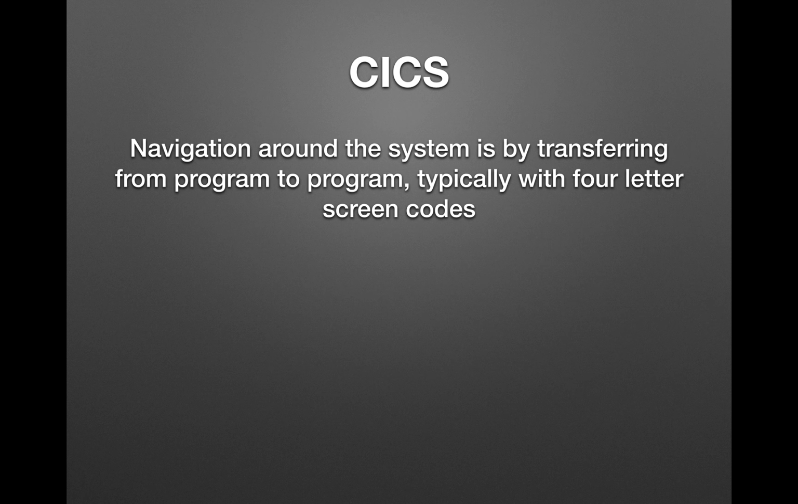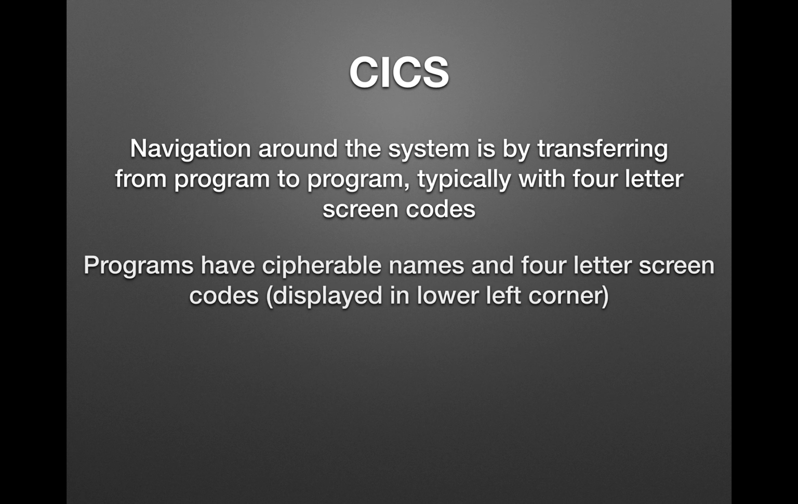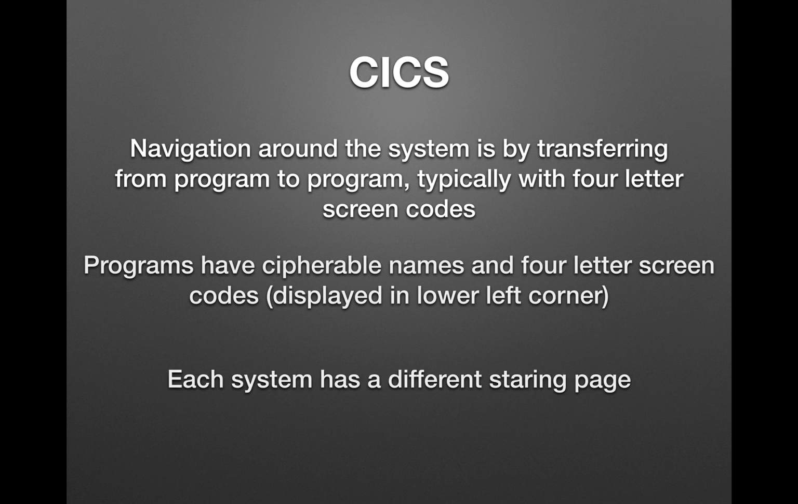Navigation around CICS systems is typically done by transferring from program to program with 4-letter screen codes. Programs have cryptic names and 4-letter screen codes that are displayed in the lower left-hand corner on STARS and WIUP. Both of our transaction systems have different landing pages. For WIUP, it is the NEWS News screen, and for STARS, it is the INST screen.